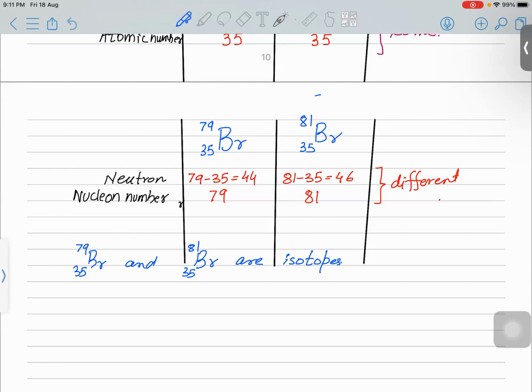Yes, sir. Isotopes have the same number of protons, electrons, and atomic number, but they have different neutrons and nucleon number. Okay, next. Sir, isotopes are atoms of the same element which have the same number of protons, electrons, and atomic number, but the number of neutrons and nucleon number is different. Okay, next.